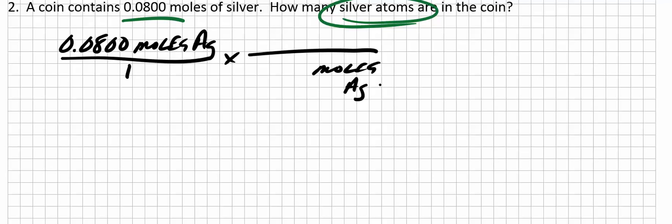Now what I'm going to do is look to see what unit I'm looking for. In this case, I want to know how many atoms of silver. So I'm going to put Ag atoms right there. That's how many I'm looking for, atoms of silver. And I know from the previous problem that there are 6.022 times 10 to the 23rd atoms per mole, just like that. Now I'm ready to cancel.